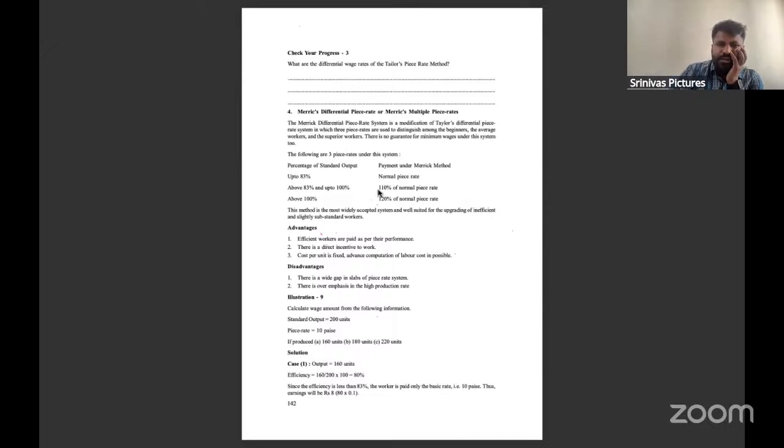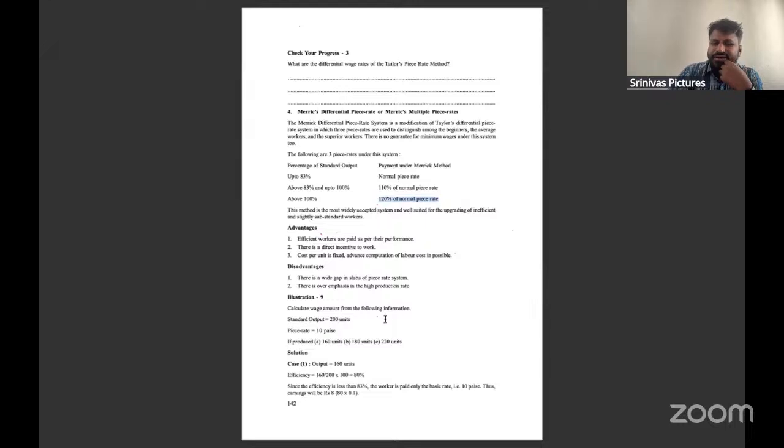But here the standards also we classified into three categories. For the percent of standard output, up to 83% according to the differential method, normal piece rate we are going to give, and above 83% and below 100%, 110% of normal piece rate we are going to give, and above 100%, 120% we are going to give.